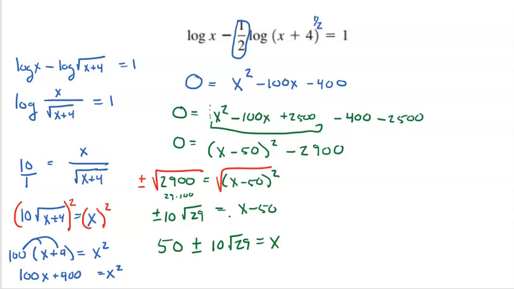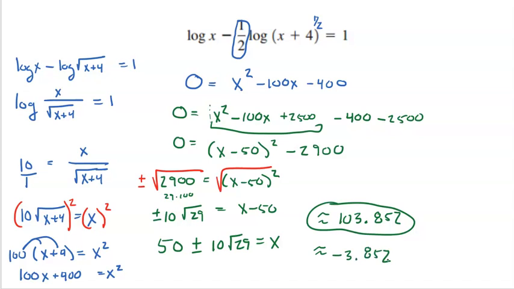Now, in these problems, sometimes it's nice to think about what the approximate answers are. I mean, that's a pretty weird number, but if we go ahead and get the approximate answers using your calculator, 50 plus 10 radical 29 is approximately 103.852. That's a great answer. And then the other one would be 50 minus 10 radical 29, and that approximate answer is negative 3.852. But if you're really checking your work, that right here is an extraneous solution.